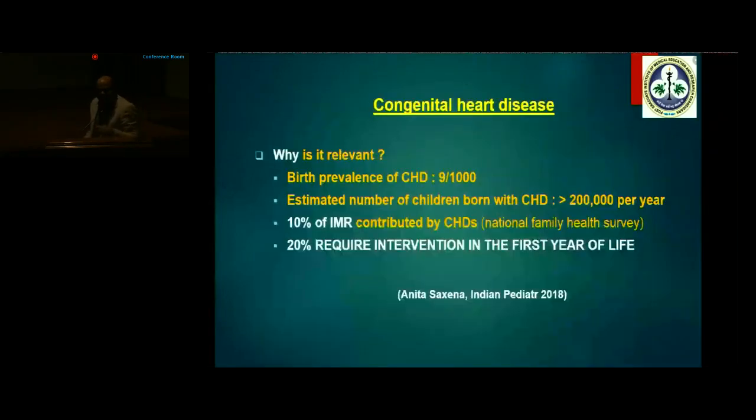So why do we stress on congenital heart disease? Because of this fact. Still we are struggling to manage children with significant congenital heart disease. Prevalence and incidence is increasing day by day. Estimated number of children born with congenital heart disease is more than 2 lakhs every year. You see the amount of patients that we are getting in over 1 decade or 2 decades. So 10% of infant mortality is still contributed by congenital heart disease as per the health survey, and 20% of them require intervention in the first year of life. See the importance of requirement of infant and neonate cardiac surgeons and cardiologists in our part of the world.